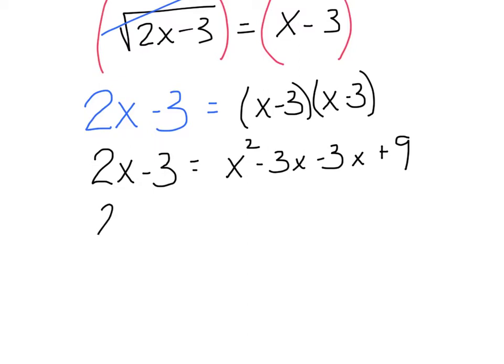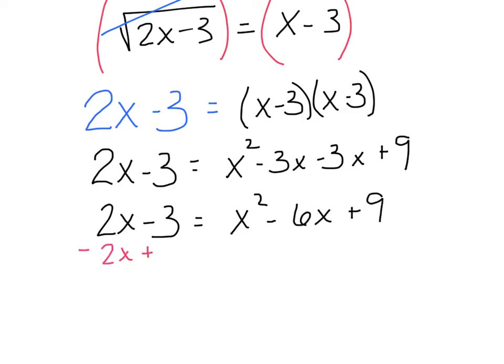I'm going to clean it up. 2x minus 3 equals x squared minus 6x plus 9. I'm going to subtract the 2x and add the 3 over. So I get 0 equals x squared minus 8x plus 12.